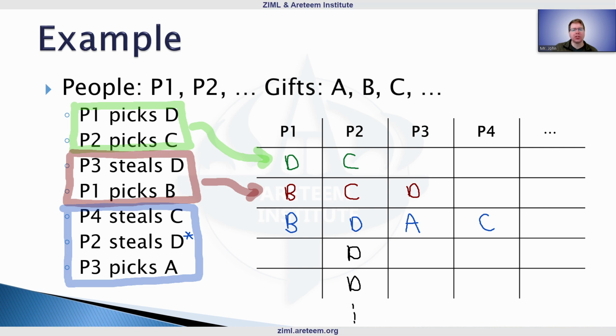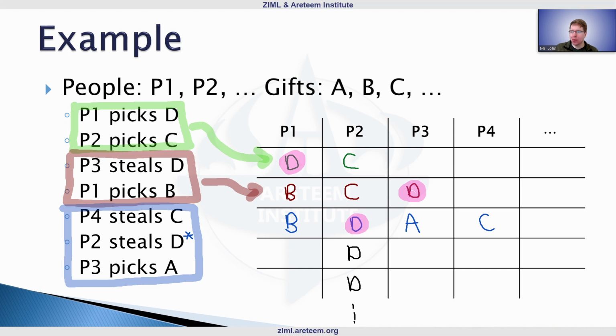So one journey is looking at a present. Suppose we were looking at present D for the moment. We could say, well, present D was with P1, right? Then present D got stolen and was taken to P3. And then present D was stolen again and ended up with P2. Now it was locked with P2, and so that was the end of the journey there.